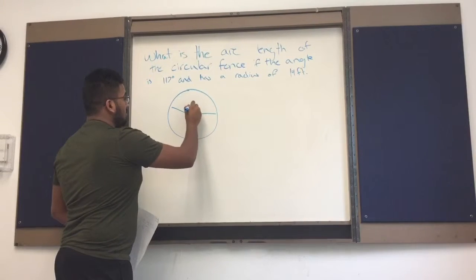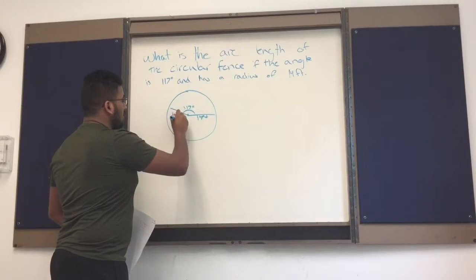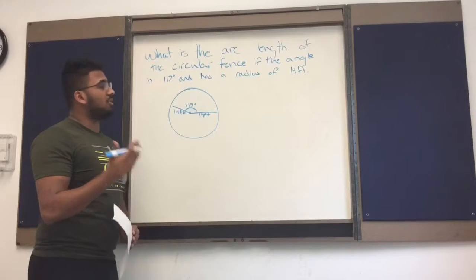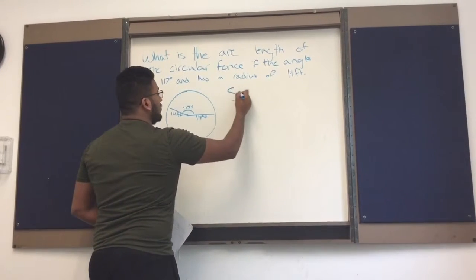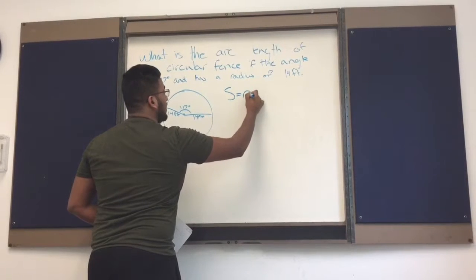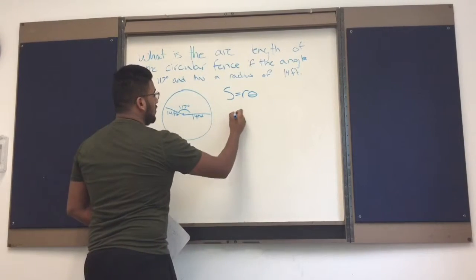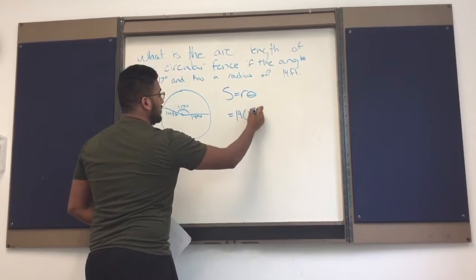So we have 117 degrees here and 14 feet radius. And the next thing you should do is find out what equation you need to use to solve the problem. For this certain problem, you need S equals radius times theta. So let's just plug in the values. Radius is 14 feet and theta is 117 degrees.